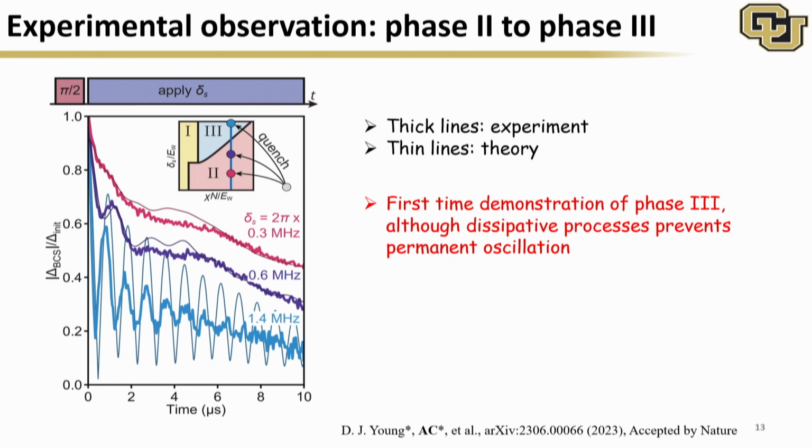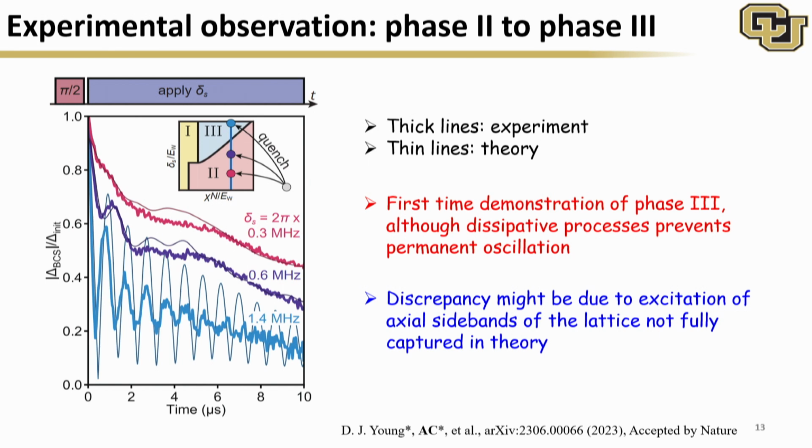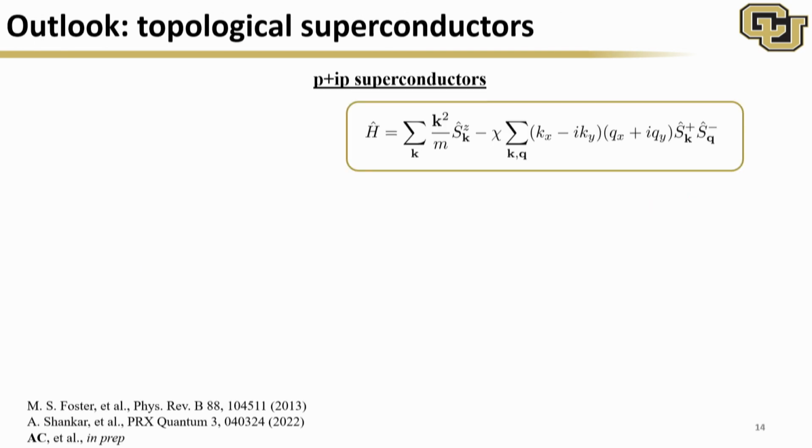Although I need to point out that there is also a dissipation process when this oscillation goes on forever. And another point is that there is still some discrepancy between the theory and experiment. This might be due to some processes in the experiment, like the excitation of axial sideband, that we are not fully capturing in the theory model. So, last slide.